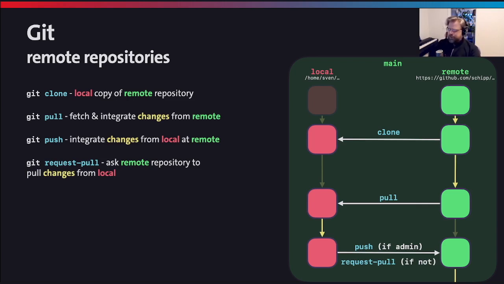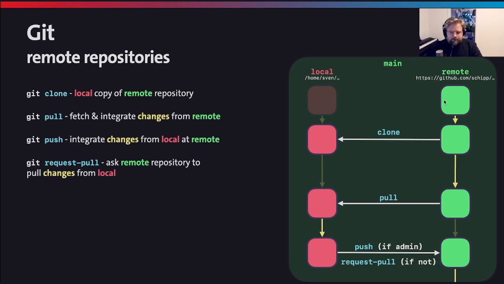I personally always found that unintuitive. I always thought this should be called request push, because I request the right to push. But for reasons that I'm not aware of, in Git this is called request pull, which means you request that the remote repository pull the changes from you. And this is a term you, for example, find at the very top of your GitHub page, request pull, to handle these kinds of problems. So this is what you do if you don't have the rights to change the repository.